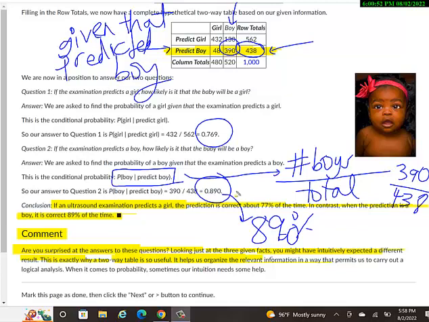It helps us organize the relevant information in a way that permits us to carry out a logical analysis. When it comes to probability, sometimes our intuitions need help.